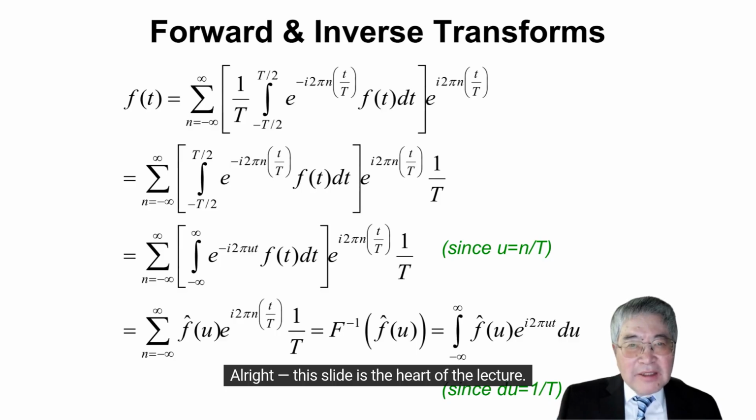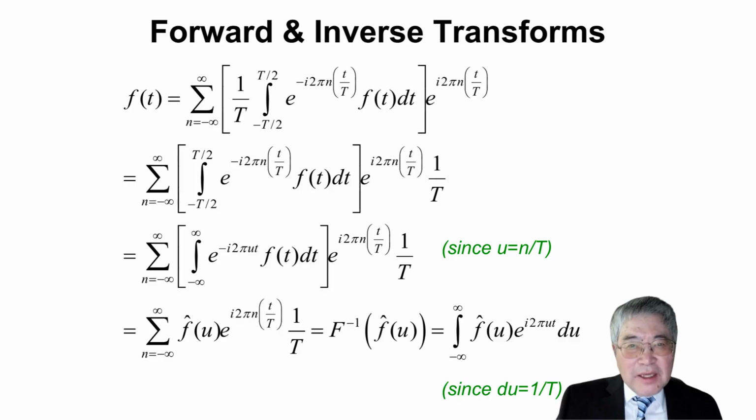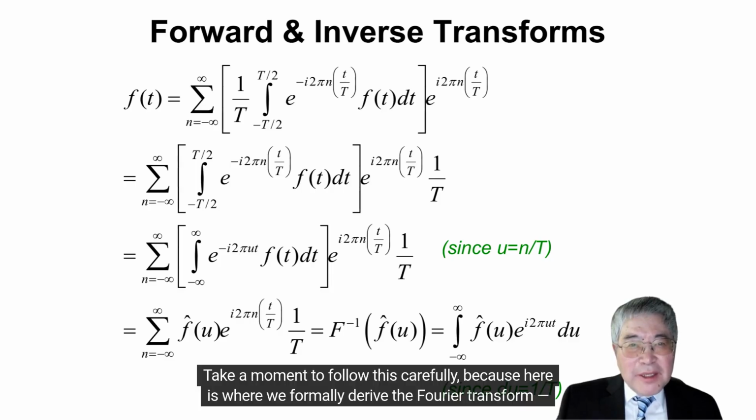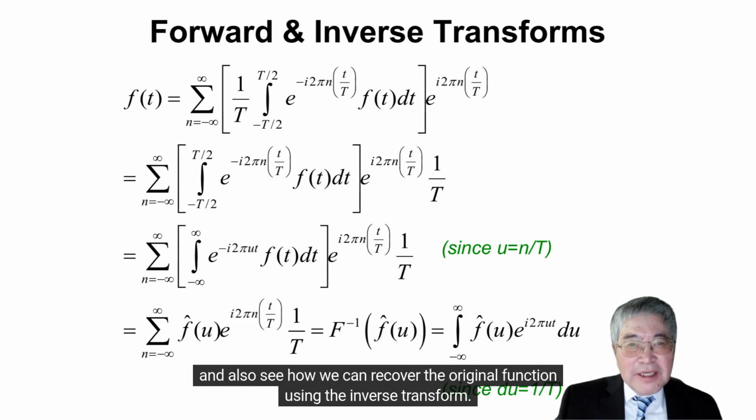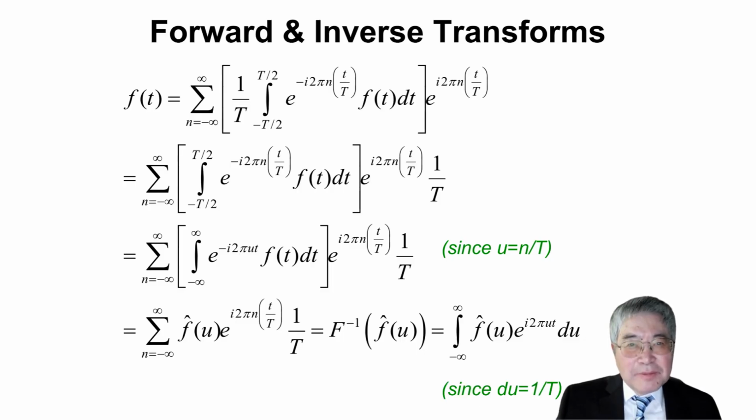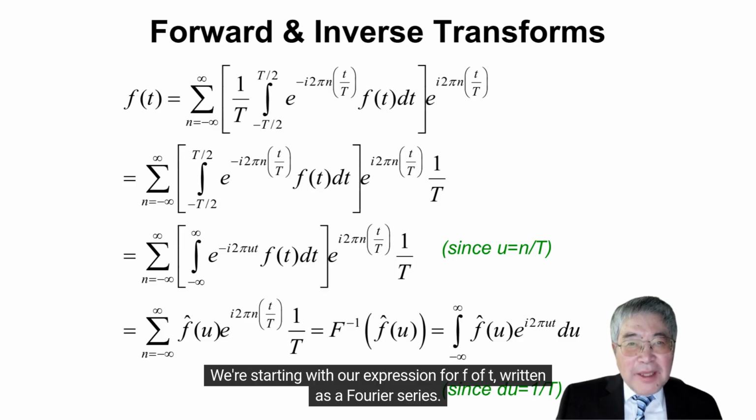Alright, this slide is the heart of the lecture. Take a moment to follow this carefully, because here is where we formally derive the Fourier transform, and also see how we can recover the original function using the inverse transform. Let's begin at the top. We're starting with our expression for f of t, written as a Fourier series.